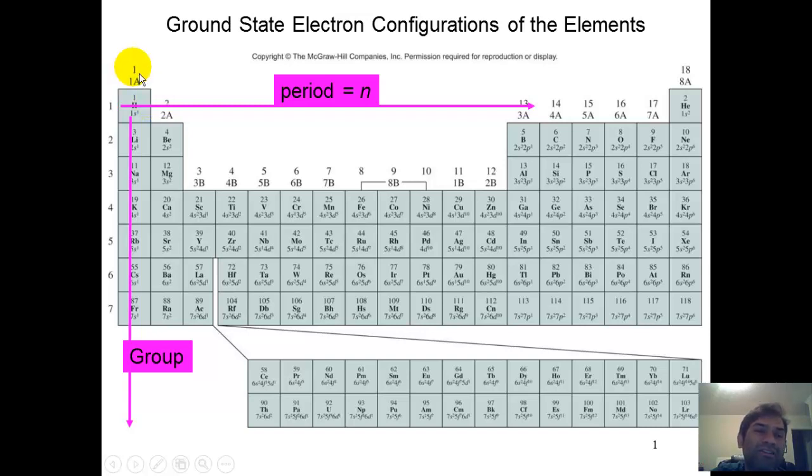We will call this group 1 or 1A, also known as the alkaline metals. Group 2, 2A are the alkaline earth metals. And some periodic tables have this designation. As an example, some periodic tables will call group 7A group 17, but these are also known as the halogens. So going down a column in the periodic table is called a group. Going across a row is called a period.